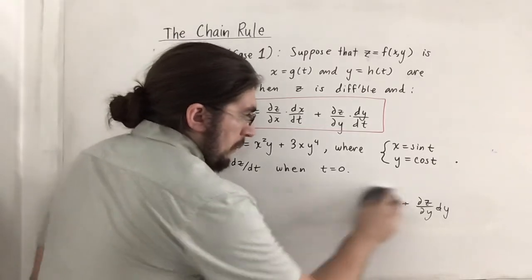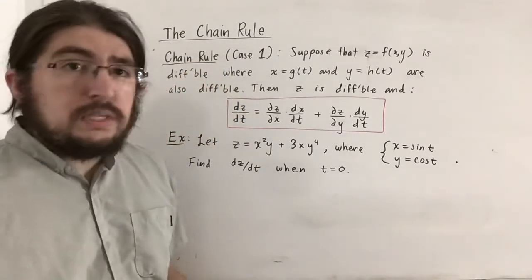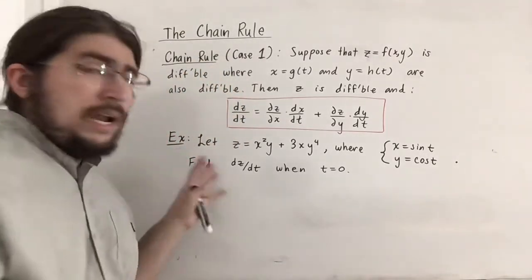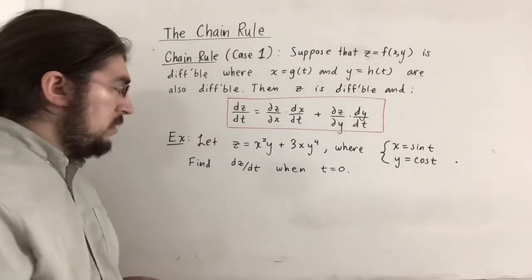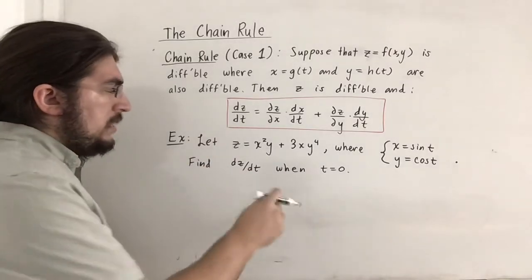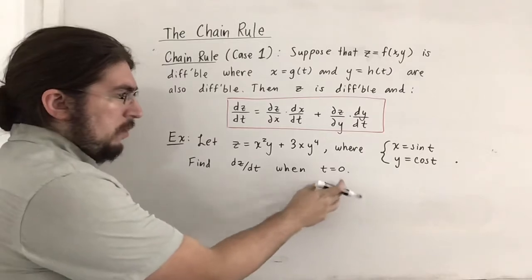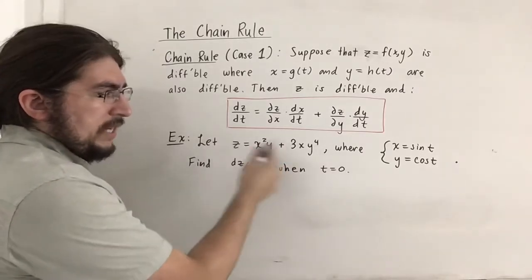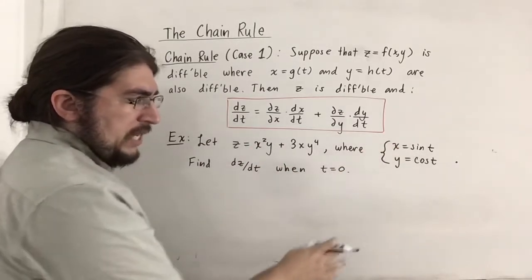So I'm going to erase this now. What we're going to do is do this in one example, and I honestly think this is really all we need for this case, so let's take a look. We're asked to find dz/dt when t is 0 for this function z of x and y, where x is sine of t and y is cosine of t.